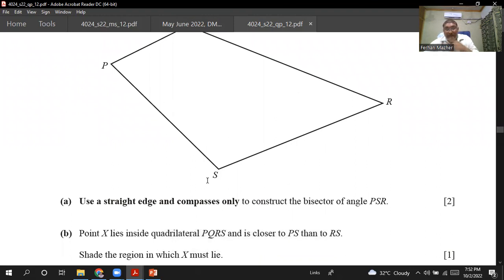So I will open the compass a little bit. I will put the needle of the compass here. I will mark an arc on SP. Then I will mark an arc on SR. Then I will put the compass needle on the mark on SP and draw an arc here. And then I will put the compass needle on the mark on SR and mark an arc here. Where these two arcs intersect, I will join that point with S, and I will prolong that line, and that will be the angle bisector.